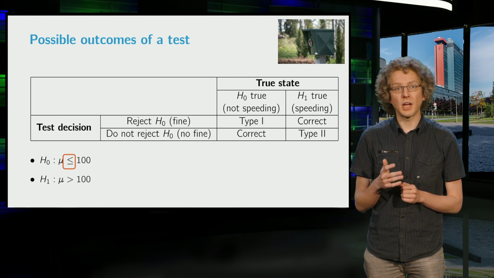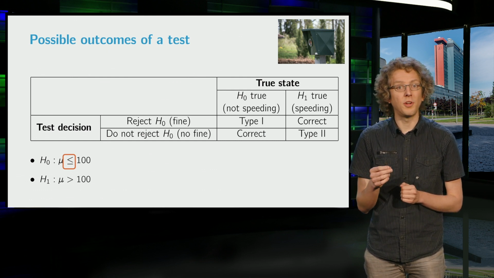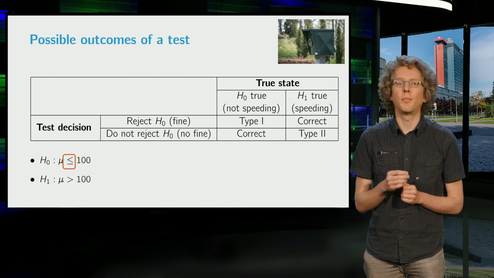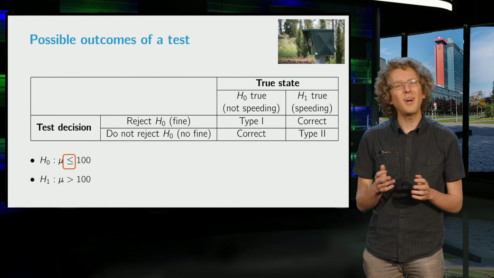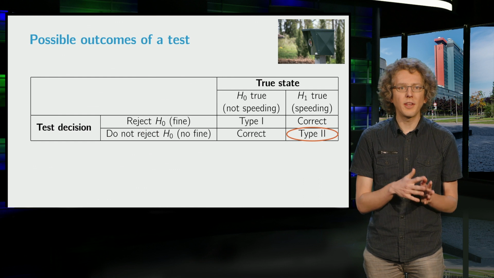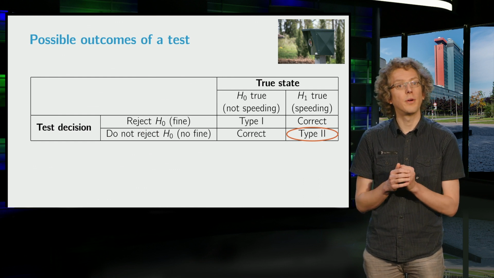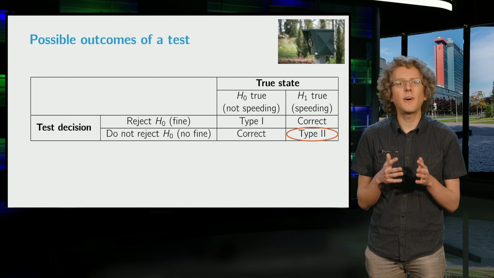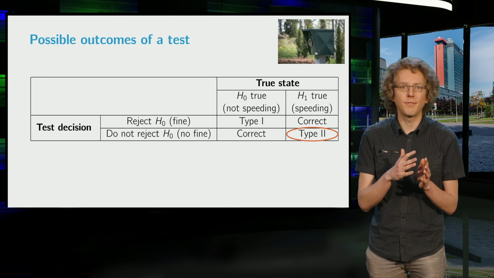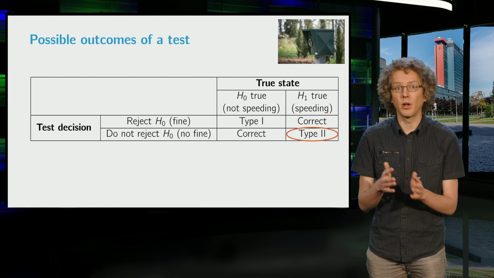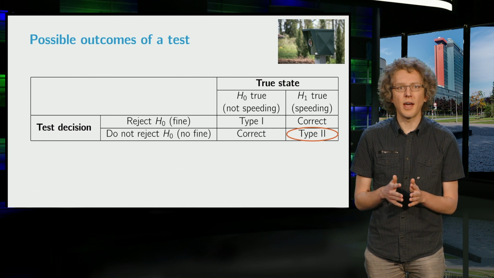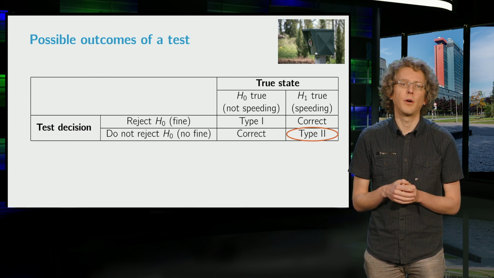We already know that the type 1 error probability is 0.01. This was our fixed significance level alpha. But what about the type 2 error probability? Well, this actually depends on the way that the alternative hypothesis is true. Indeed, someone who is driving at 101 will have a far higher probability of not being fined than someone who is driving at 110. Okay, let's consider someone driving at 102 km per hour.